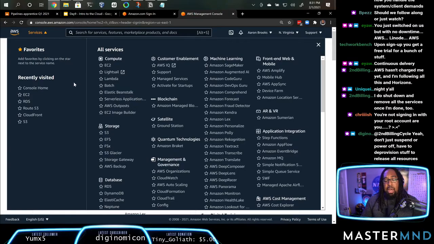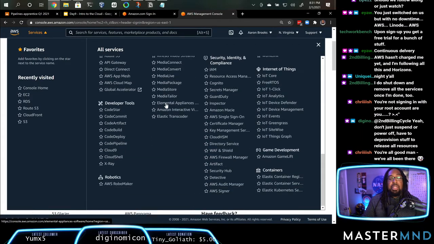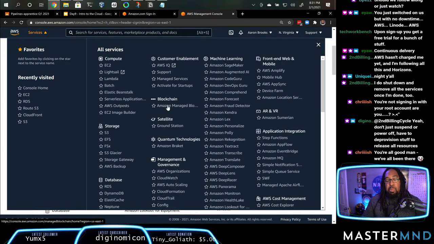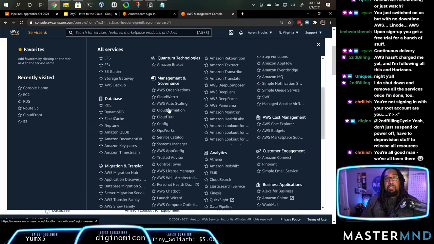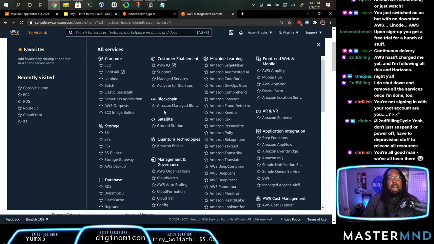So I'm logged in right now, and now you can just see all of these different things. There's no possible way that you could know in depth all of these things, but you can have a really good understanding of what some of the main ones are. And throughout your time using a cloud provider, you will get more and more comfortable with each of these services. Okay.